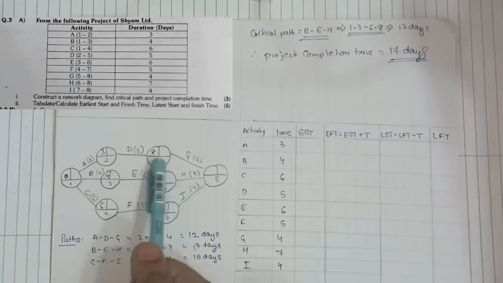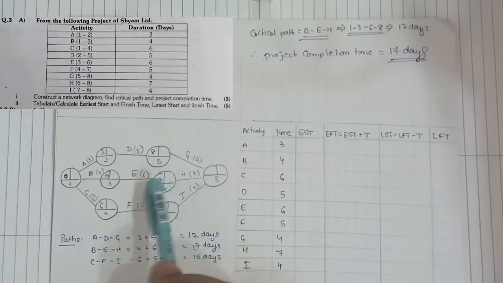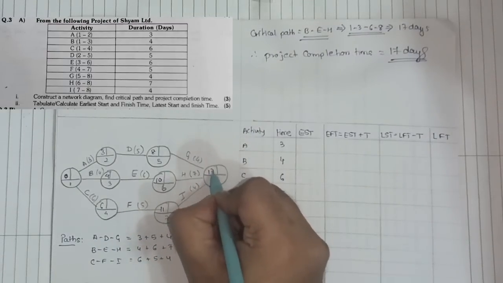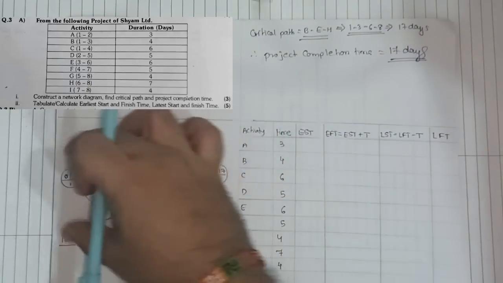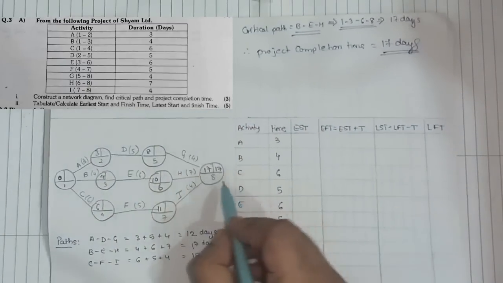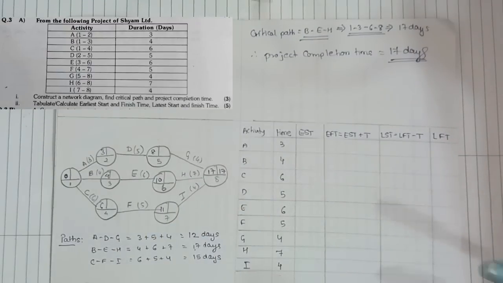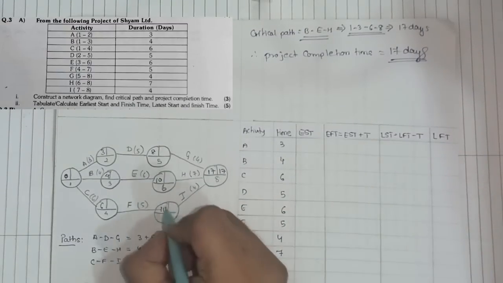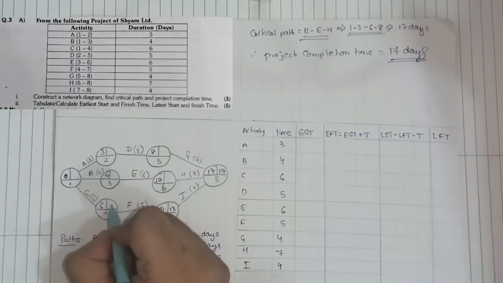Now check, 8 plus 4, 12, 10 plus 7, 17, 11 plus 4, 15. So the highest value is 17, we'll take that as 17. The same value comes on the right side also. Now we are going backward. In order to fill backward, you have to minus. So 17 minus 4, okay, on the calculator, 17 minus 4 is 13, 13 minus 5 is 8.